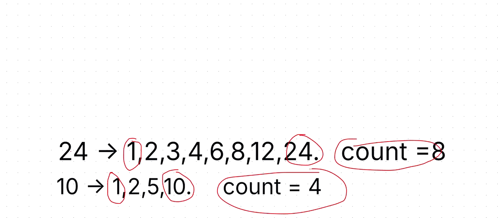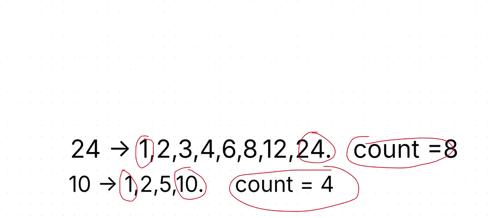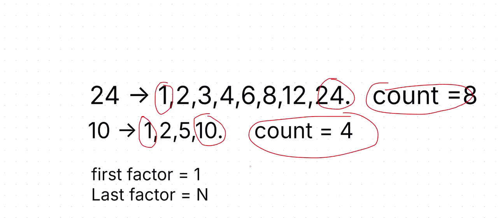And we have two observations. First factor is always 1, and the last factor is always n, meaning the given number, correct? So these are our two observations basically. To solve this, what we can do is just check all the numbers from 1 to n, whether each is completely divisible or not. Completely divisible or not, correct? So I will write a function called count factors, a simple function.